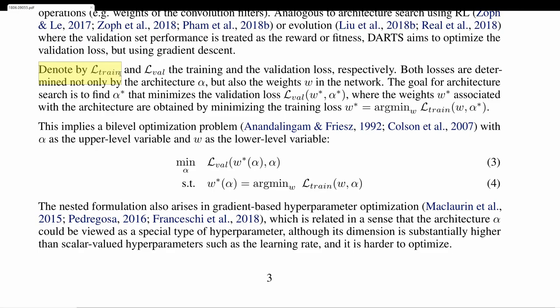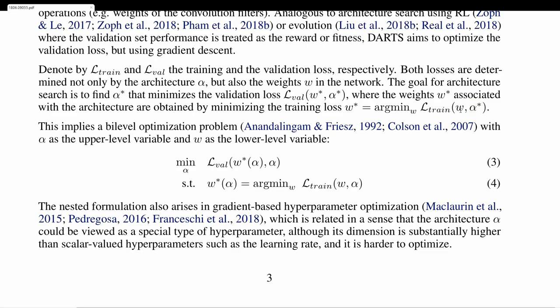Denote by L train and L val the training and the validation loss. So L train is the training loss, L val is the validation loss. Both losses are determined not only by the architecture alpha, but also by the weights of the network. The goal for architecture search is to find alpha star that minimizes the validation loss L val of w star, alpha star, where the weights w star associated with the architecture are optimized by minimizing the training loss. w star equals argmin over all weights of the training loss given this fixed architecture: find the weights that minimize the training loss.